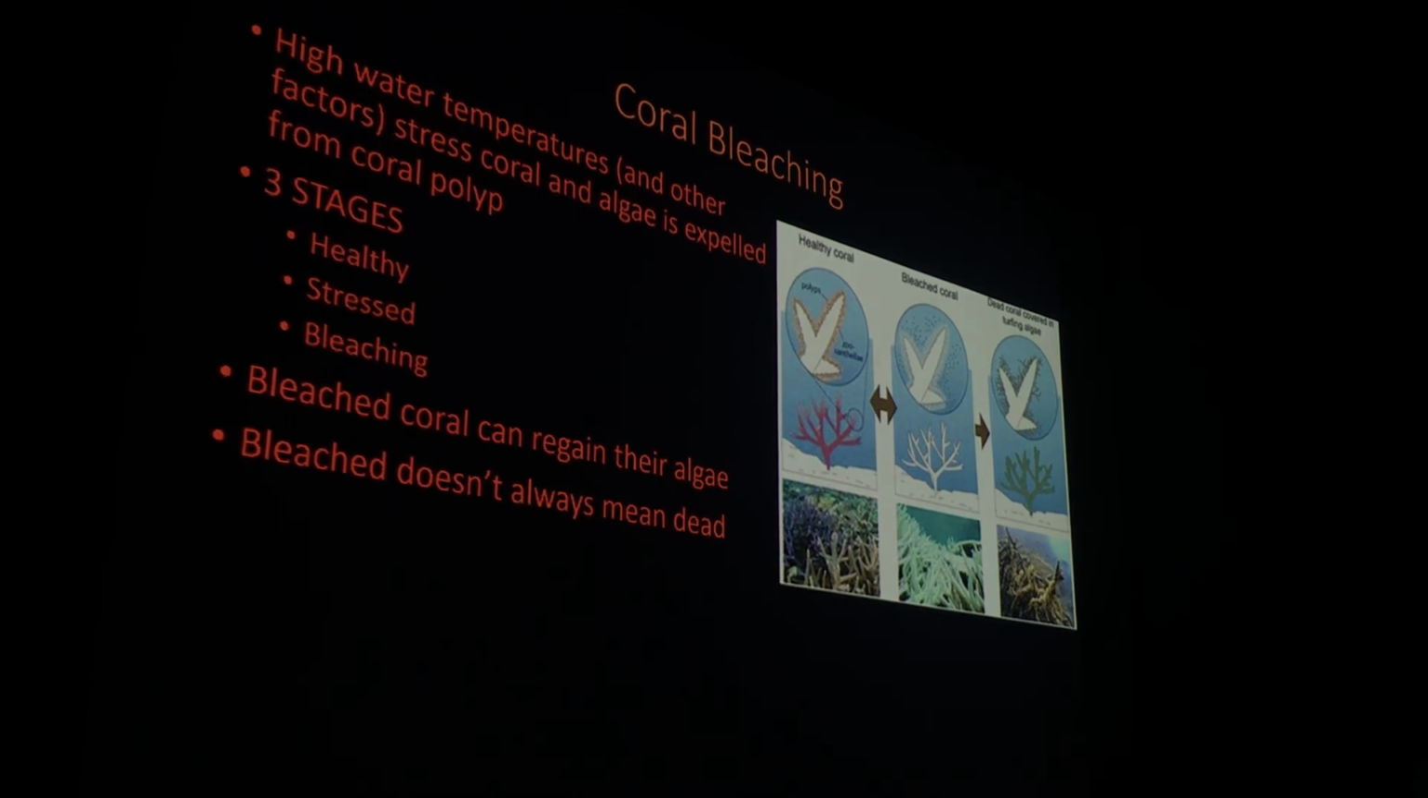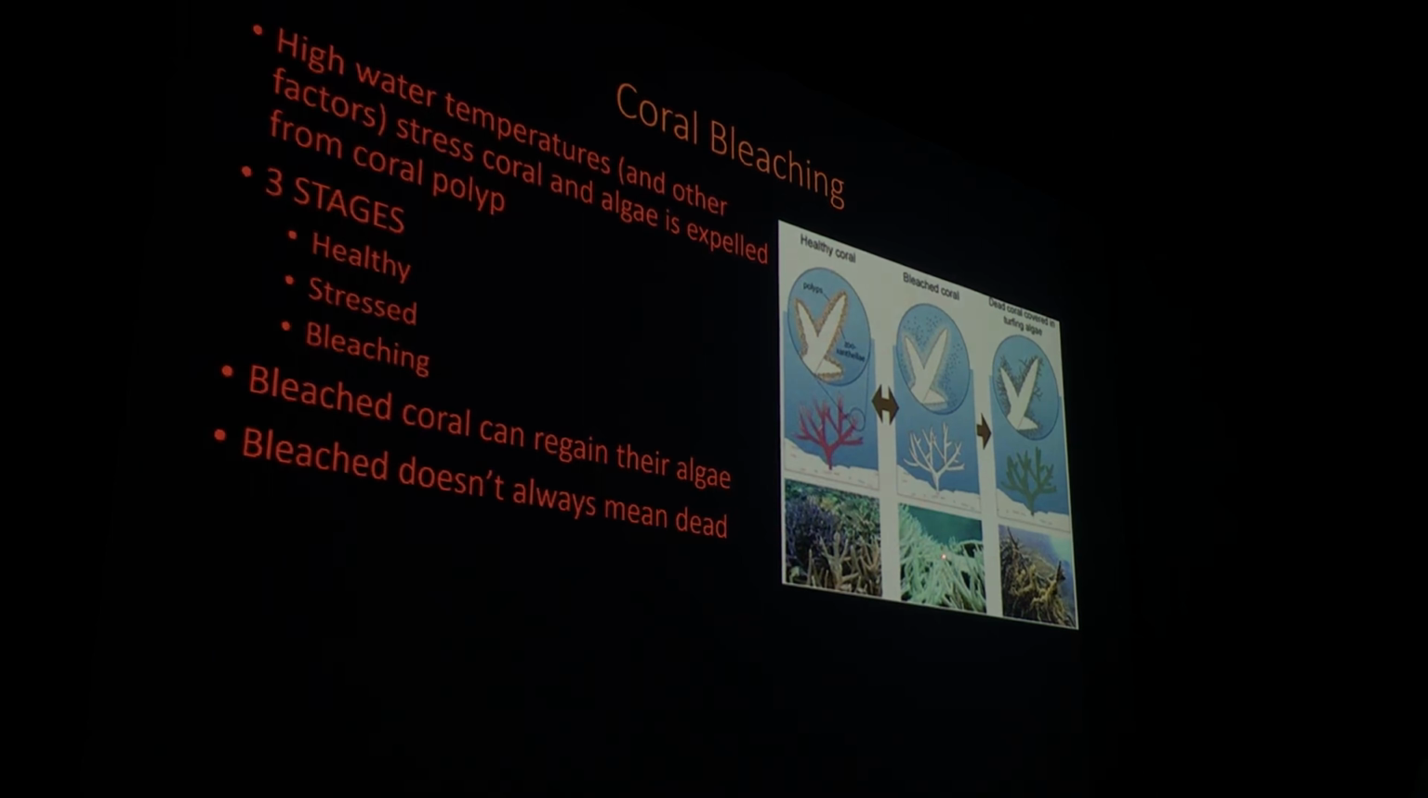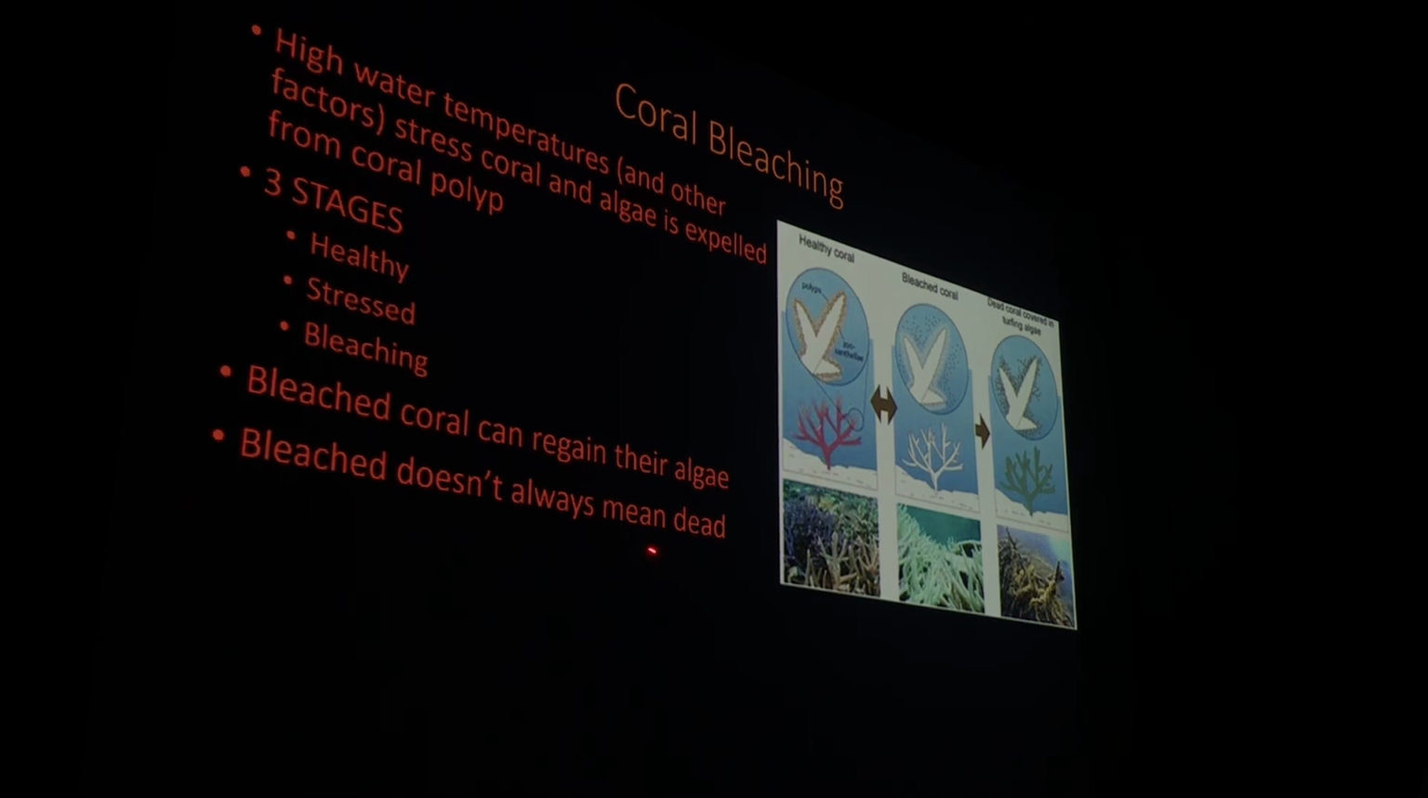And then there are three stages. Healthy, and there's a perfect picture right here where you can see the transition. Healthy is colorful and happy. Then stressed, where it's bleached. And then this is when algae takes it over afterwards, but the coral itself is not alive. It's just being dominated by other algae. They can't regain their algae, which typically means they die, but sometimes they are able to recover. But it's difficult for these stony corals.